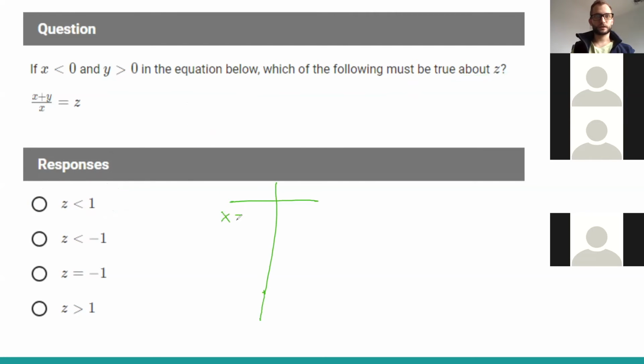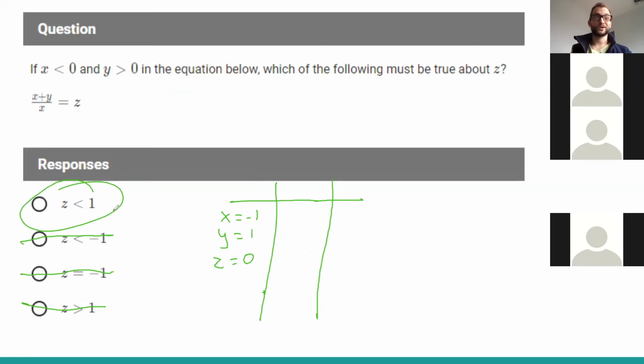So X is -1, Y is 1, Z is 0. Okay, now let's try another solution. Because Z equals 0, that means it's not greater than 1, it's not equal to -1, it's actually not less than -1 either. So right off the bat, just by plugging in that number, we know it has to be A.